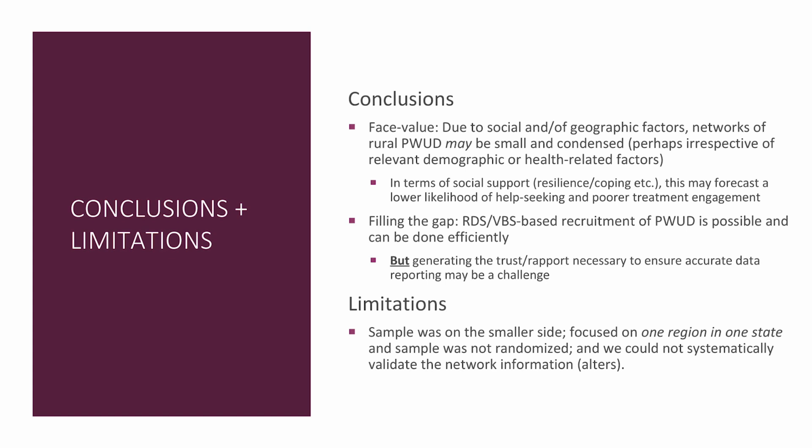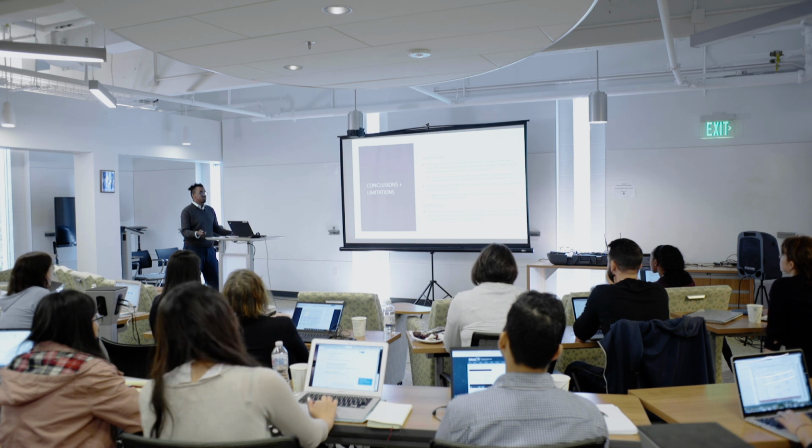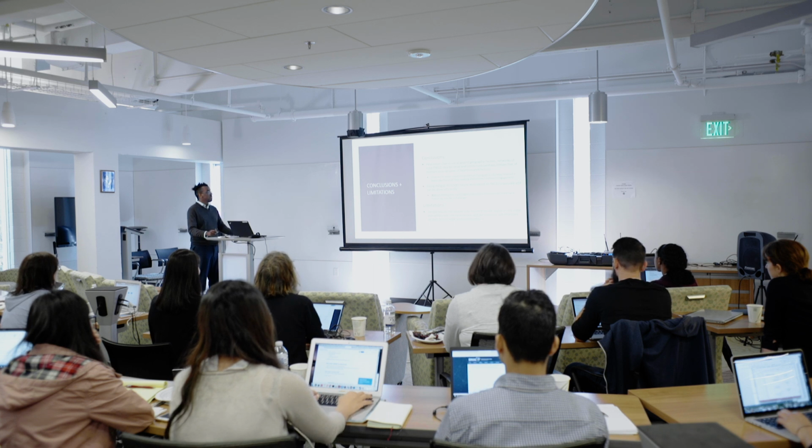So just to wrap up here, the face value conclusion that I had, and I feel like I had to bracket it this way, is that in light of some of the social and geographic factors in these areas, the networks of rural people who use drugs, again, opioids, drug injection, they just may be very small and condensed. This may be irrespective, at least initially from what we're seeing, of their demographic traits or some of these health-related factors that we're looking at. But in terms of social support, if we take this wholesale, then this is a problem in terms of lowering the likelihood of help seeking and also portends poor treatment engagement in general.